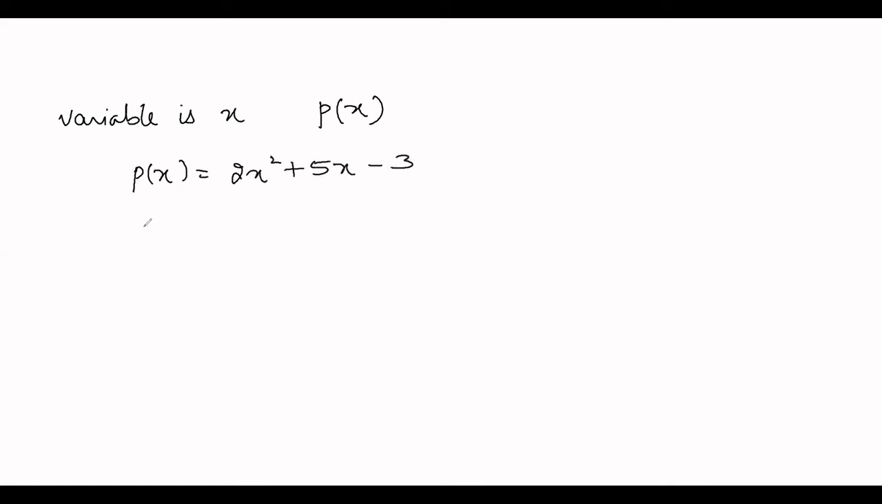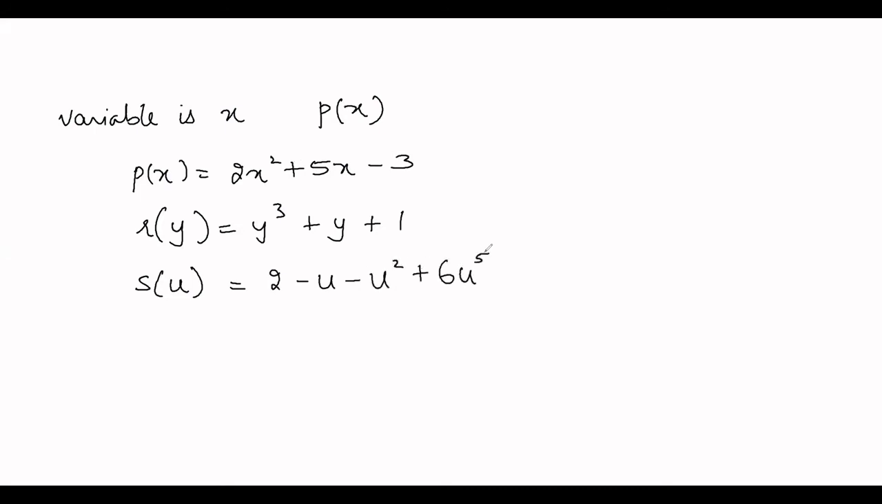Next, if the variable in a polynomial is x, then we denote that polynomial as p of x. For example, say p of x is equal to 2x squared plus 5x minus 3. Or let me take another example. Maybe r of y is y cubed plus y plus 1. The variable here is y, so I refer to this polynomial as r of y. Let me take another example: s of u, which is 2 minus u squared plus 6u power 5. The variable here is u.